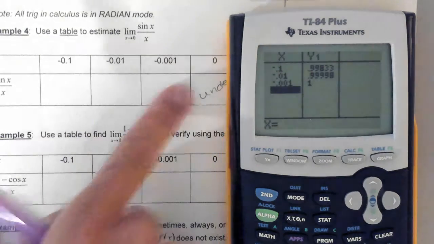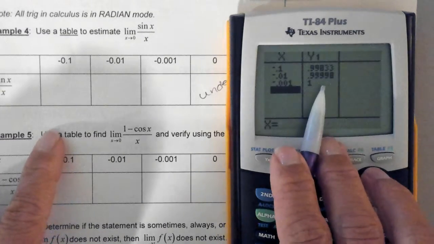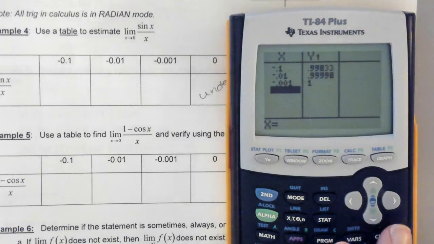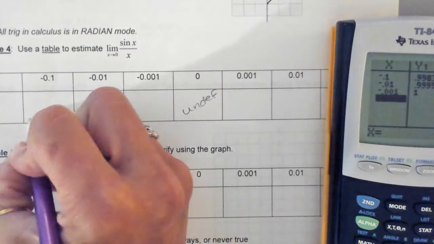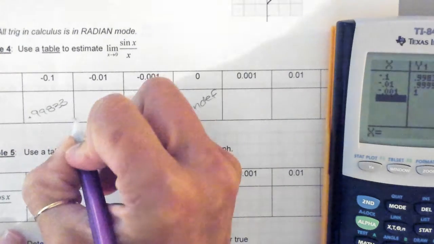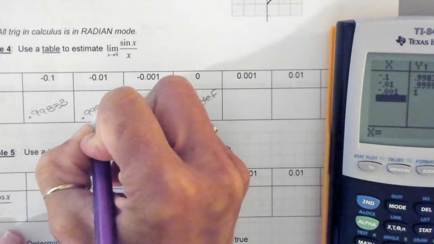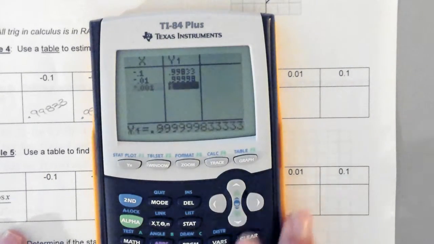I just plugged in all 3 of these values right here in the table. Okay, now, we notice that we get a y value, and even though in this class, for the most part, you will be rounding to 3 decimal places, I'm going to put all these values in here. This is 0.99833. Then I've got 0.999998. And even though this says that this value is 1, I'm going to go over here and just show you what it did.